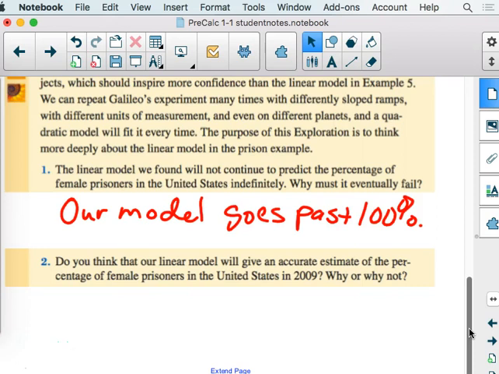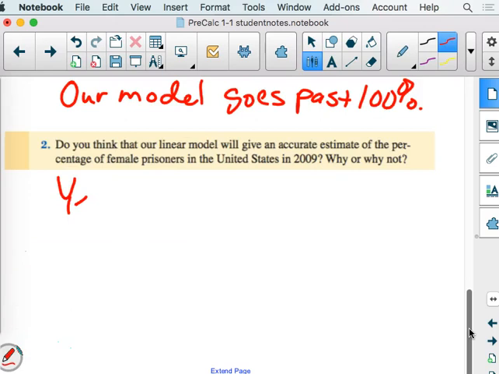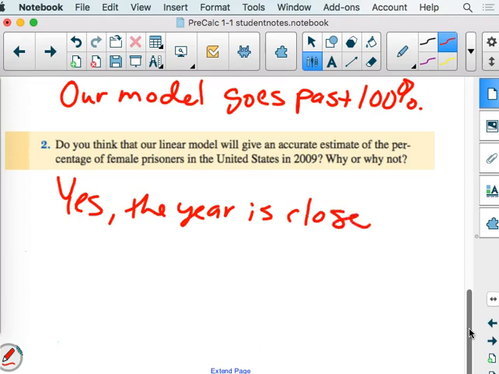If the year that we wish to find out about is pretty close to the data in the table, then usually we're okay. So if we flip back to that table, the last year that we had for data was 2005. What do you think? 2009, should we be okay? Yeah, it's pretty close. So yes, we should be able to, because it's still pretty close to the model data. Yes, the year is close to the model data.